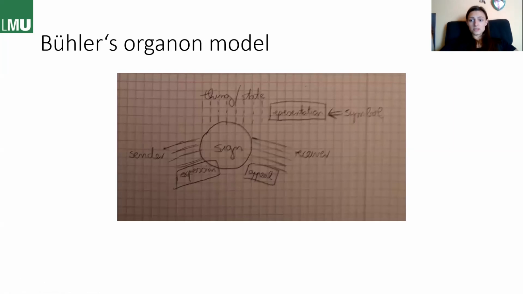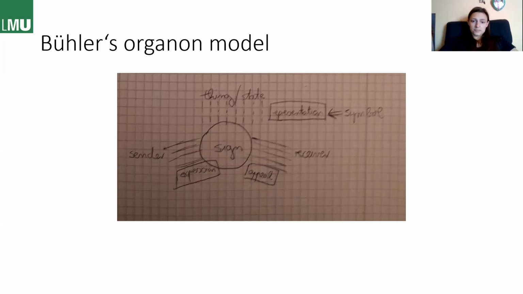For those of you who are interested, we have Bühler's organon model. The organon model is basically the Saussure model with another level, namely the receiver. And we have, as you can see, the sign in the middle. And on the left, we have the sender, which would be, for example, me uttering all these words, or in other words, all these signs. And then we have the thing or the state that the sign describes. And we have the receiver who hears it.